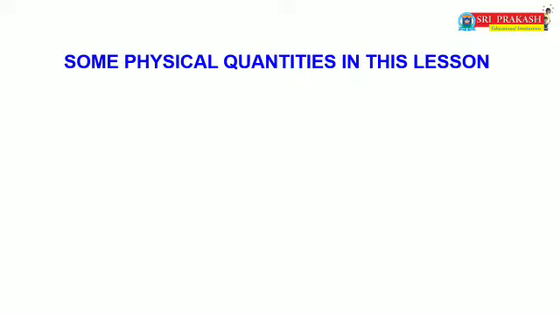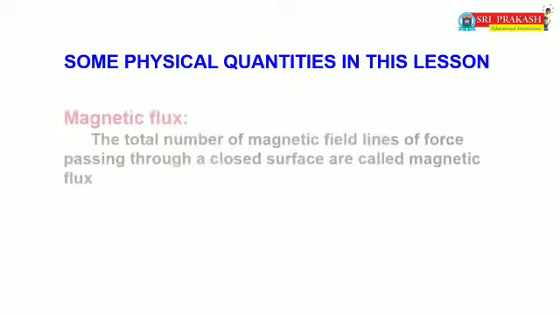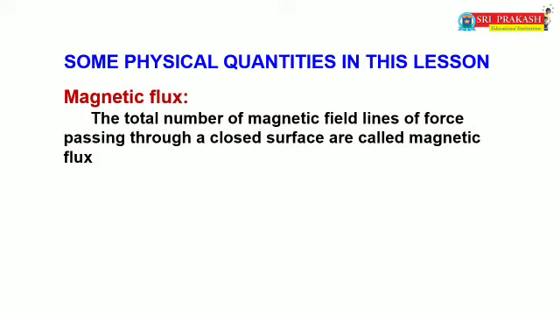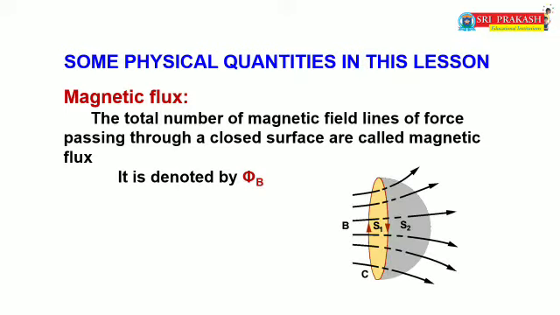Some physical quantities in this lesson. The first one, magnetic flux. Magnetic flux is nothing but the total number of magnetic field lines of force passing through a closed surface. It is denoted by the symbol phi. Since it is a magnetic field, we indicate it with phi B. If it is an electric field, then we indicate it as phi E, with a particular diagram.